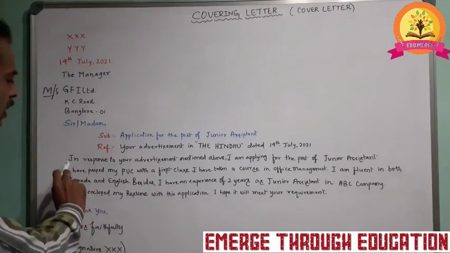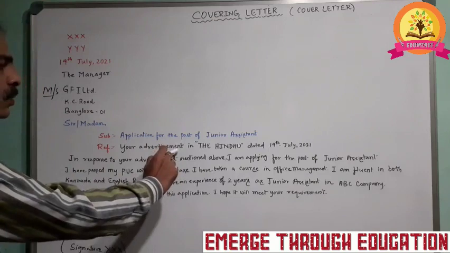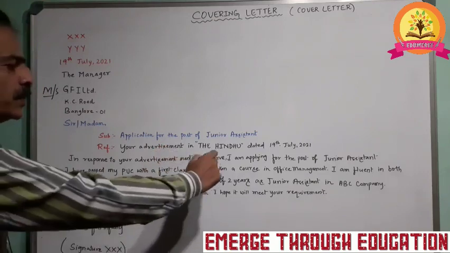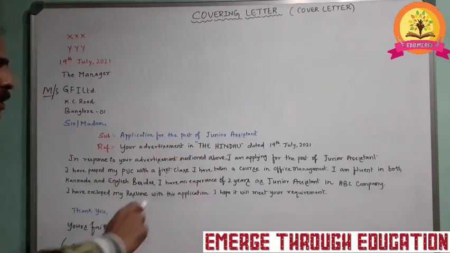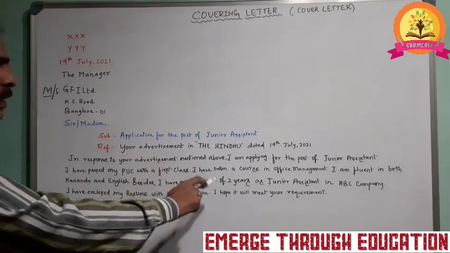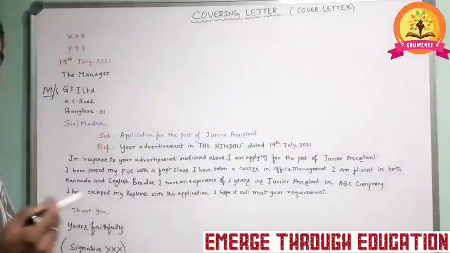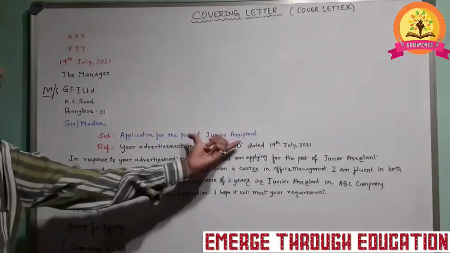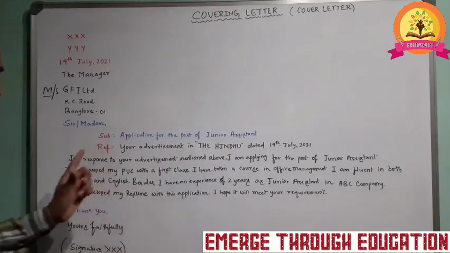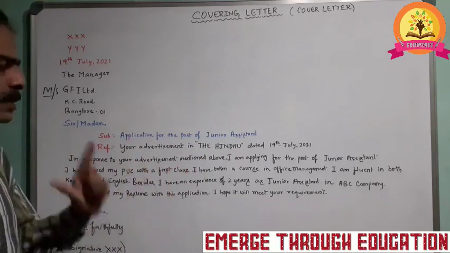You have to consider "in response to your advertisement mentioned above." This is mentioned above. You have to put a comma. A comma is an indication that further text is to follow. Here, in response to your advertisement, I am applying for the post of junior assistant, already mentioned here. And later, I have passed my PUC with first class.